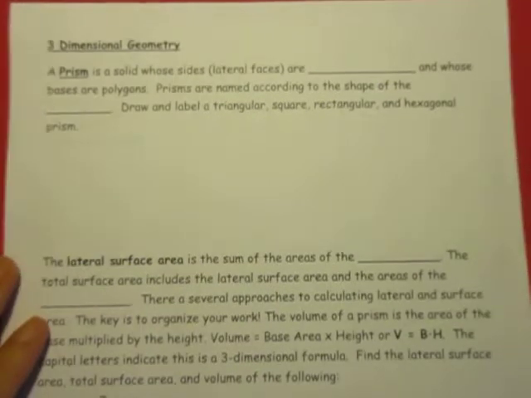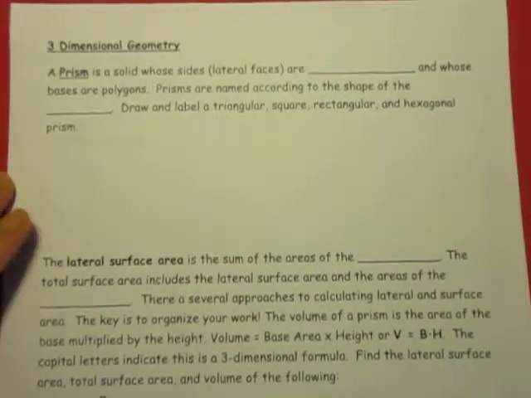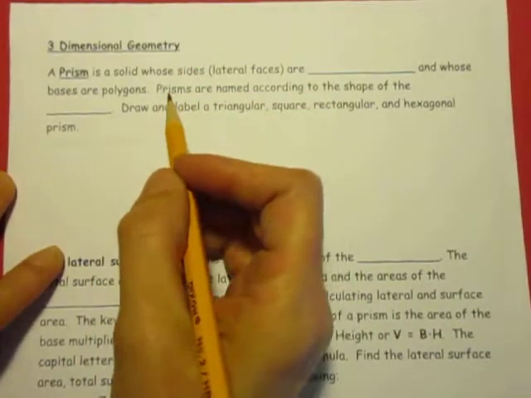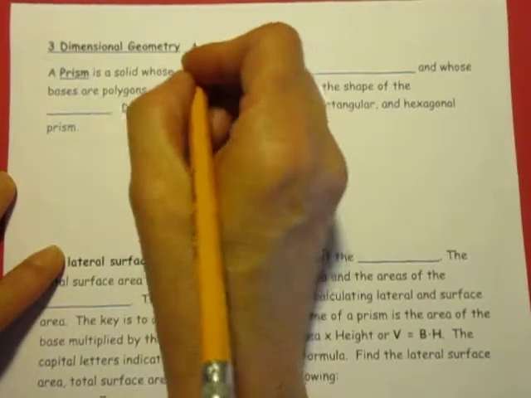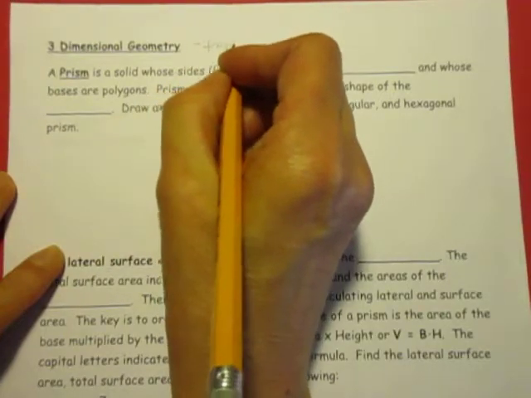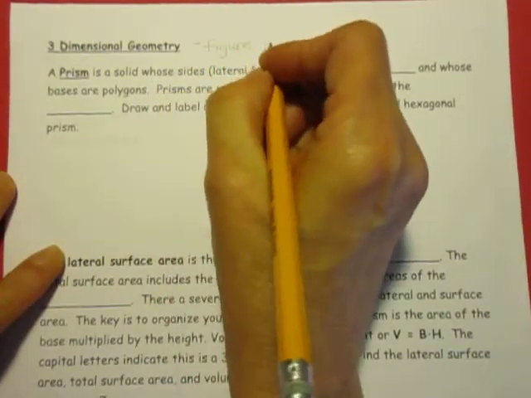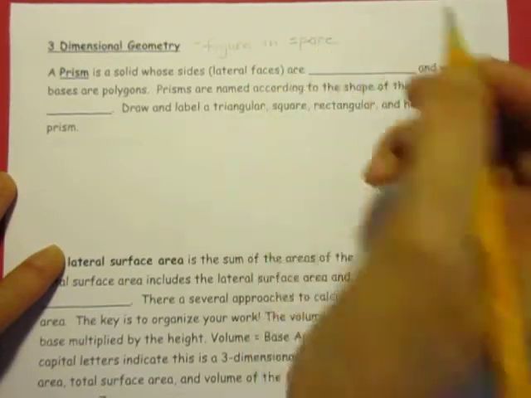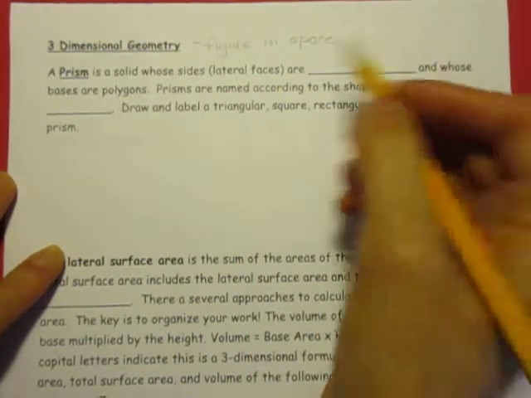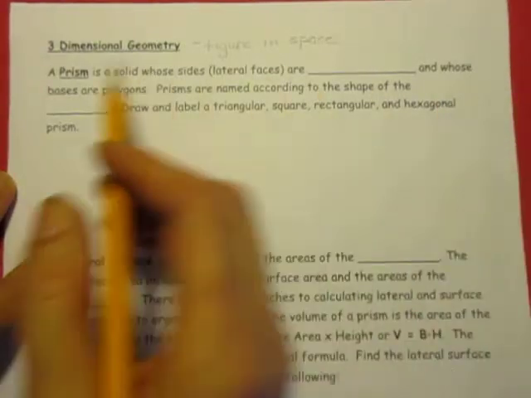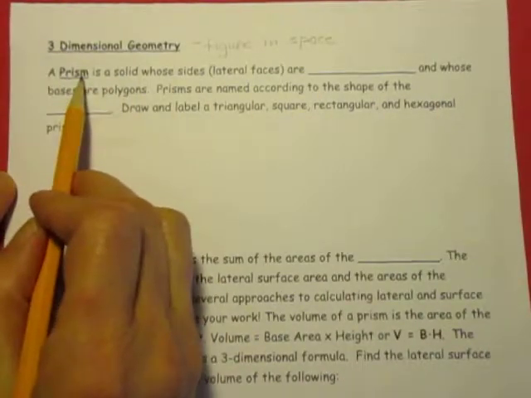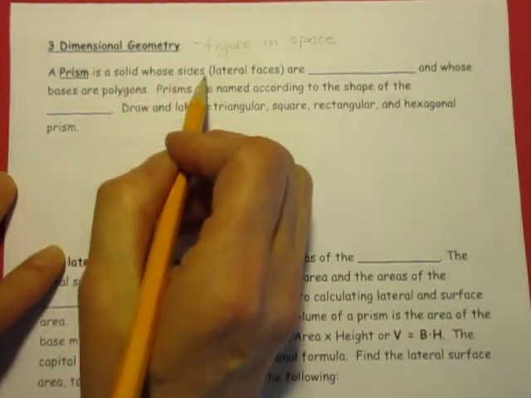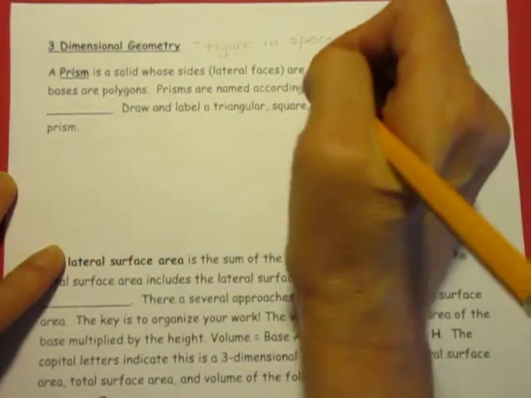Okay, in this lesson we're going to dive into three-dimensional geometry. Three-dimensional geometry just means that the figure is in three-dimensional space, so it has length, width, and height, which is what is going to make sense to most of us. But a prism is a specific three-dimensional figure, a solid whose sides, or lateral faces, are rectangles.